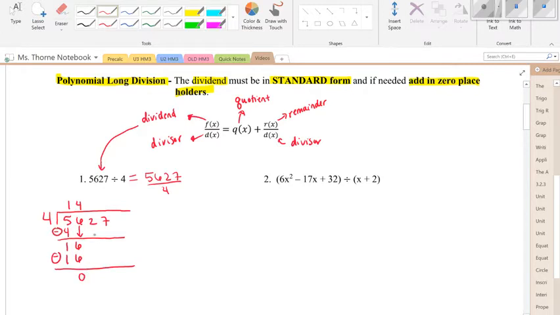Then again, you bring down the next value, which is 2. 4 doesn't go into 2 because it's too small, so we need to put a 0 placeholder here, and we bring down the 7. 4 can go into 27 6 times, because 6 times 4 is 24. Then you subtract, and when you do, you get 3. Since there are no more spots, 3 is the remainder.